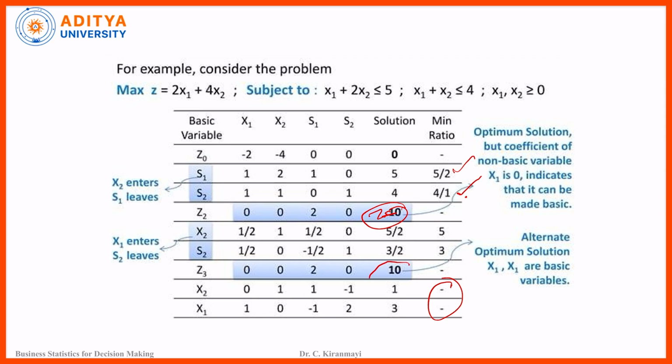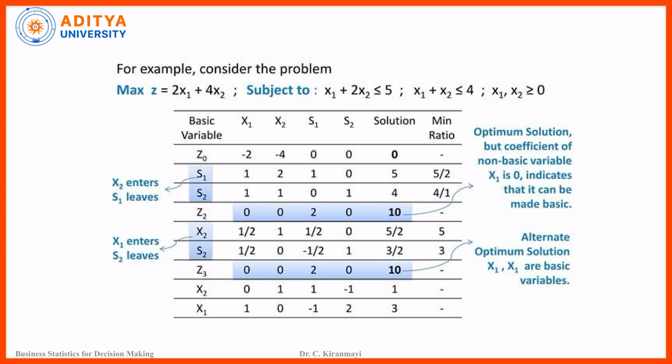See here also Z value 2, X2 is 5, S2 is 3, a different solution. Likewise, if we proceed for the next iteration, we are going to get another solution. That is, the linear programming problem may have multiple alternative solutions.